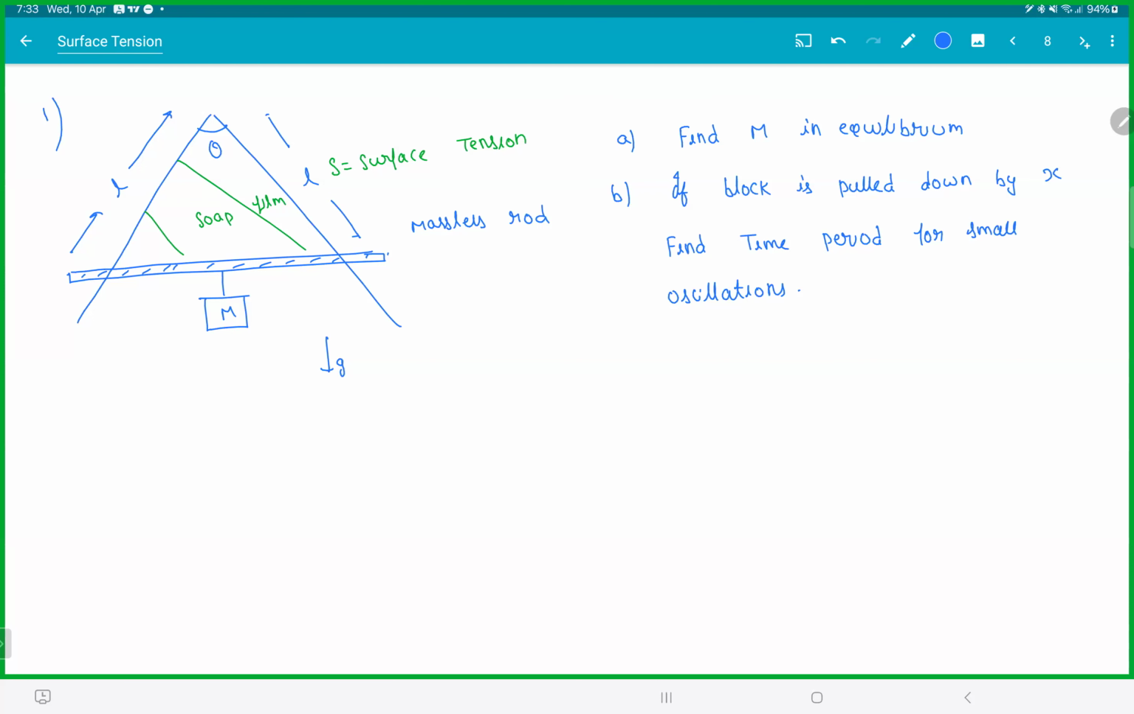And please don't forget there are two surfaces, so always a factor of 2 will come. There's one surface on the front, there is one surface at the back which you can't see. So your force will always multiply by 2 whenever there's a soap film involved.